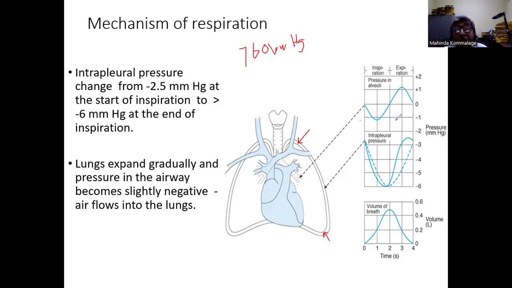We consider atmospheric pressure as zero, right? If atmospheric pressure is zero, this value is minus. So interpleural pressure is minus. That means interpleural pressure is less than 760 millimeters, let's say 755 or 758 or something. But in this description I use minus 1, 2 or 10, because that minus means it's below the atmospheric pressure, considering atmospheric pressure as zero, right?